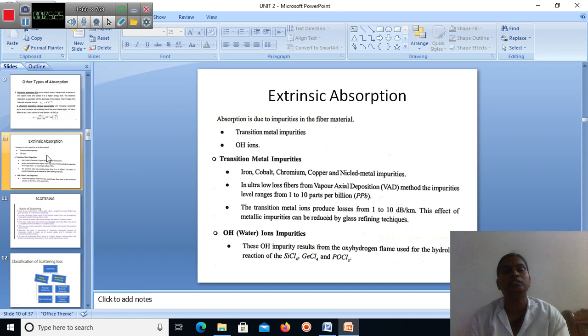In ultra low loss fibers from the vapor phase oxidation deposition method, the impurity level ranges from 1 to 10 parts per million. The transition metal ions produce losses from 1 to 10 dB per kilometer. This effect of metallic impurities can be reduced by the glass refining technique. OH water impurity ions: the OH impurity results from the hydrogen flame used for the hydrolysis reaction. It means that silicon chloride, germanium chloride and potassium chloride.